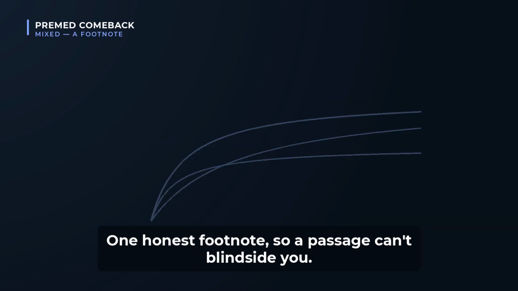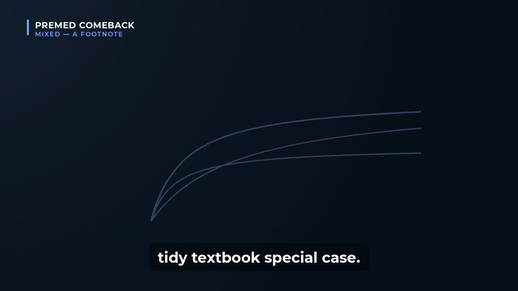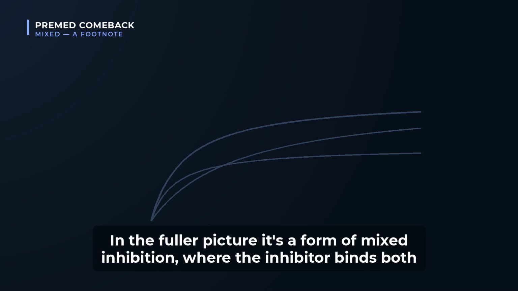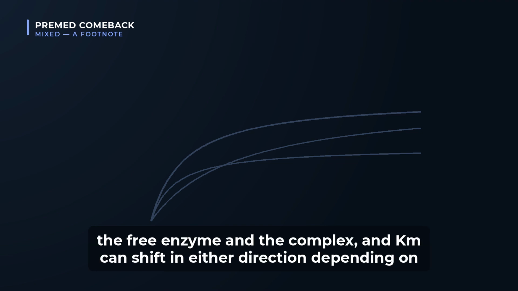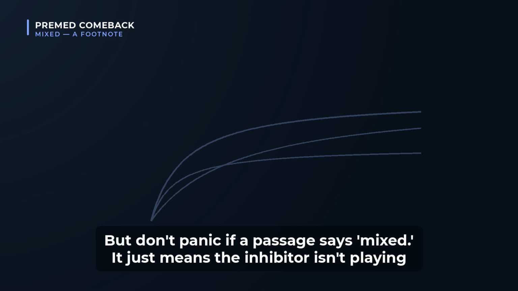One honest footnote, so a passage can't blindside you. What I just called clean non-competitive, Vmax down, Km unchanged, is really the tidy textbook special case. In the fuller picture, it's a form of mixed inhibition, where the inhibitor binds both the free enzyme and the complex, and Km can shift in either direction depending on which one it prefers. For the MCAT, learn the clean three first. They carry most questions. But don't panic if a passage says mixed. It just means the inhibitor isn't playing favorites.